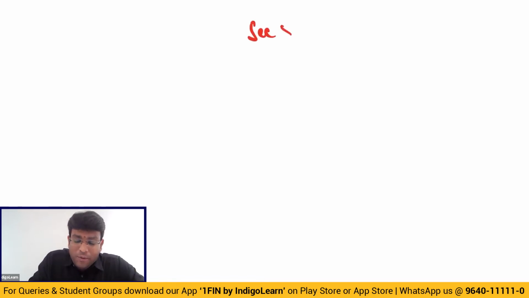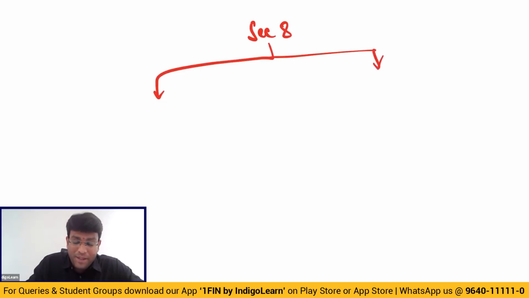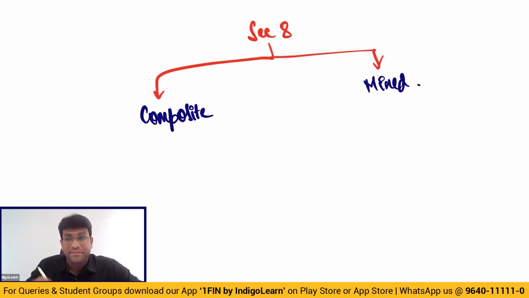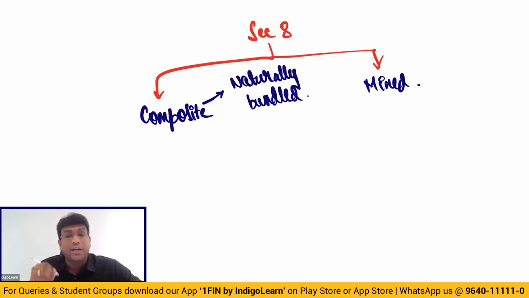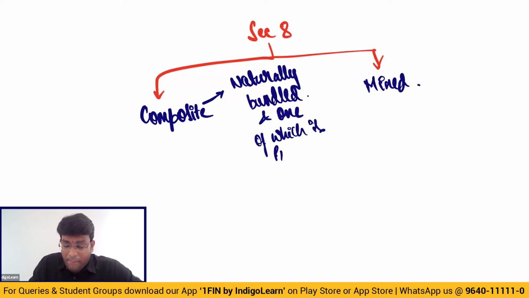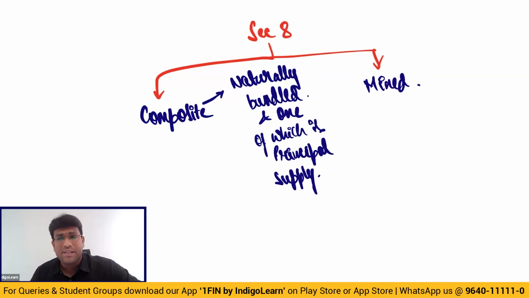Yes. Finally, let me talk about the last part of this topic, Section 8, that is about supply. In supply, there are two types: composite supply and mixed supply. Composite supply is that supply where two or more supplies are naturally bundled and one of which is a principal supply. Classic example, when you go for hotel accommodation, in the morning they give complimentary breakfast. Sometimes when we book a flight ticket, they might give some snacks, or with a bus ticket they might give some snacks. They are all called composite supply, which are naturally bundled and one of which is a principal supply.